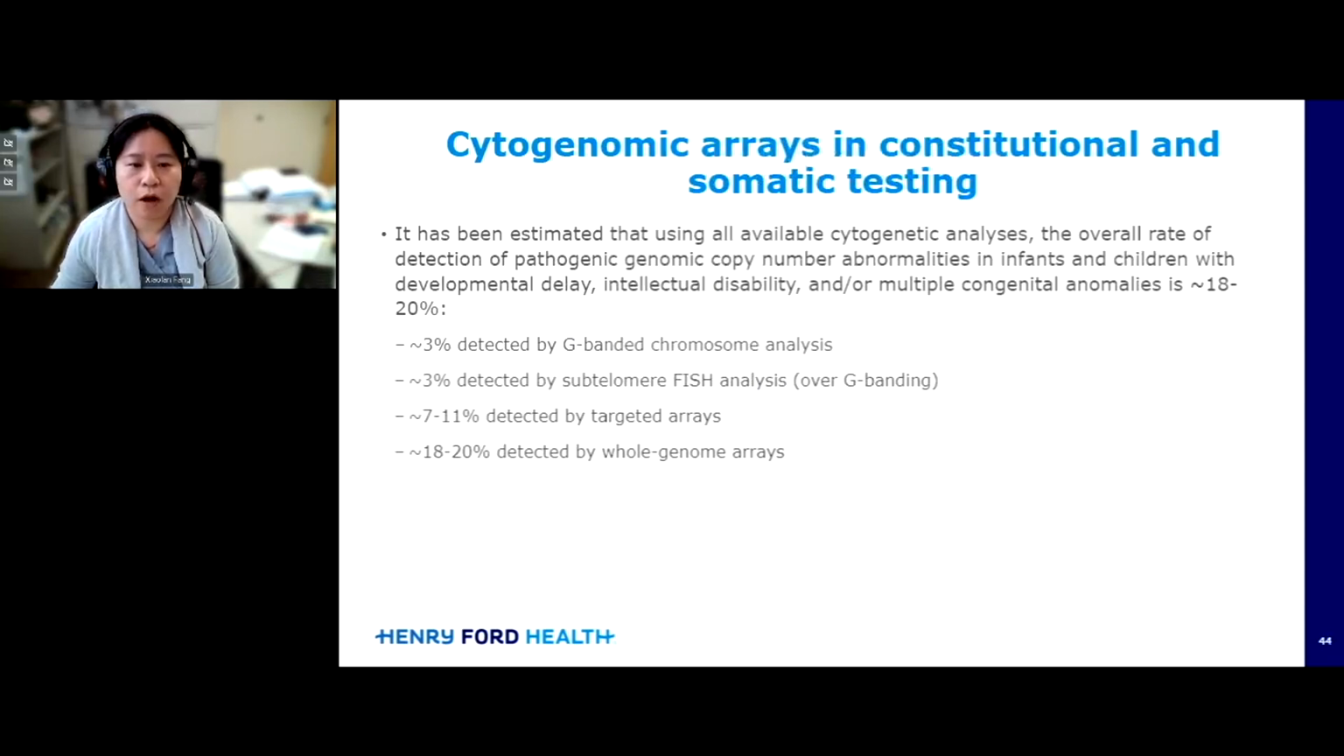So for cytogenomic arrays in constitutional and somatic testing, usually they perform with a higher positive diagnosis rate, or positive results, compared to G-banded chromosome analysis and FISH. And here is a pretty brief summary. 3% detected by G-banded chromosome analysis, 3% by subtelomere FISH analysis, 7 to 11% detected by targeted arrays, and 18 to 20% detected by whole genome arrays. Those are focused more on the constitutional samples for infants and children with developmental delay, intellectual disability, and or multiple congenital anomalies.